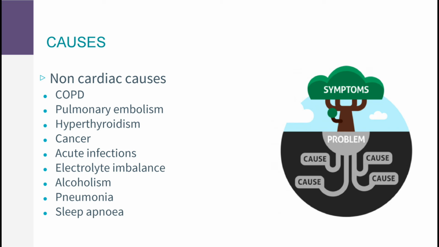Coming to hyperthyroidism, AF occurs in up to 15% of patients with hyperthyroidism and is attributed to shortening of action potential duration and also increased atrial pressures, secondary to increased ventricular mass.